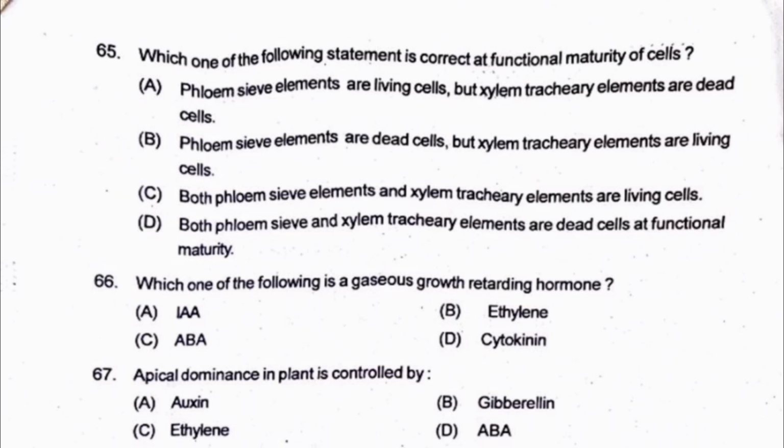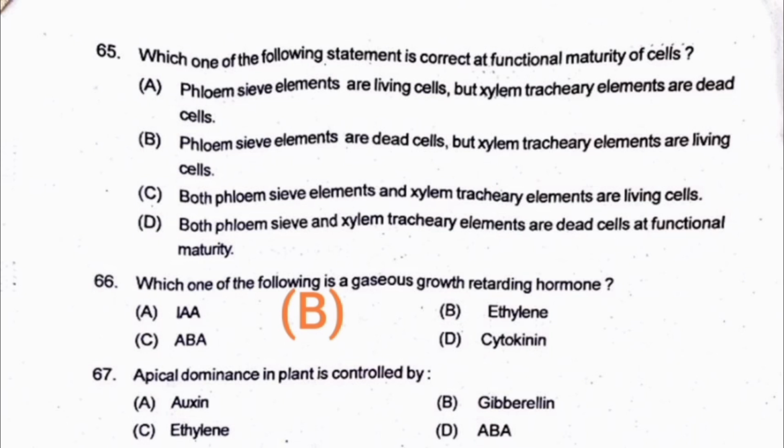Okay. Next, question number 66. Which of the following is a gaseous growth retarding hormone? Option A, indole acetic acid, option B, ethylene, option C, abscisic acid, option D, cytokinin. So, the only gaseous growth retarding hormone is option B, ethylene. Ethylene is a volatile compound and the only gaseous plant growth hormone, which is mainly found in ripening fruits, flowers and leaves. Okay, so the correct answer is option B.